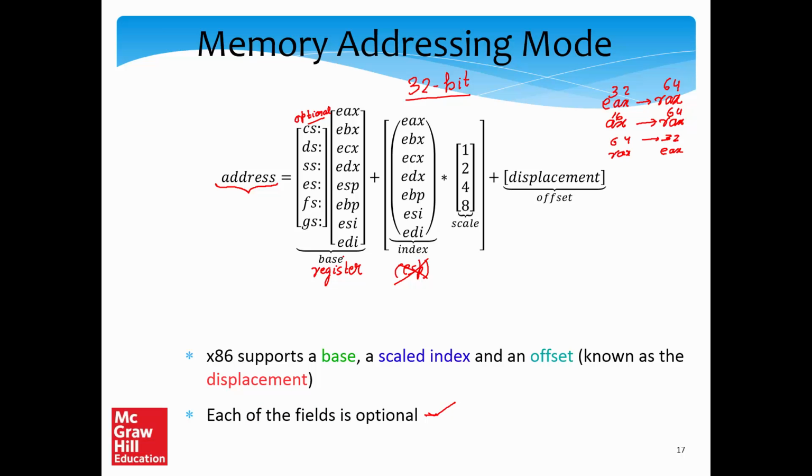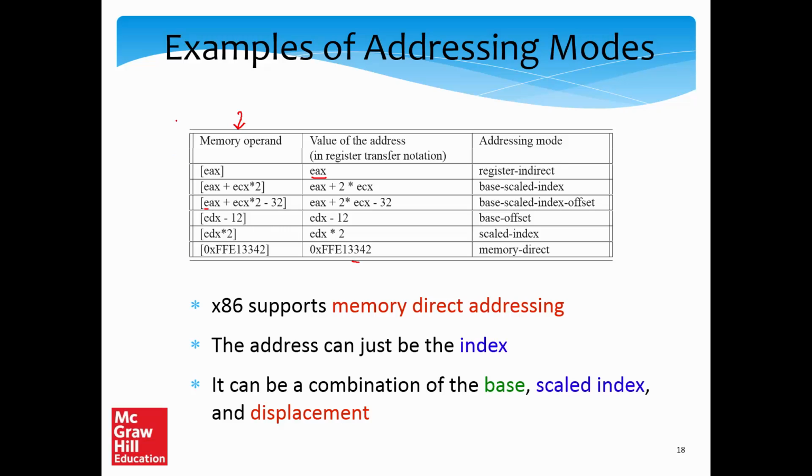So let us just go back to the previous slide and look at this once again. Now that we have seen examples, you will be able to appreciate how and why this happens. In this particular case, as you see, the base, the scaled index, and the offset, all of these fields are optional. So the memory address can be any combination of these fields, as we see in this table, that we can have all kinds of combinations of memory addresses.